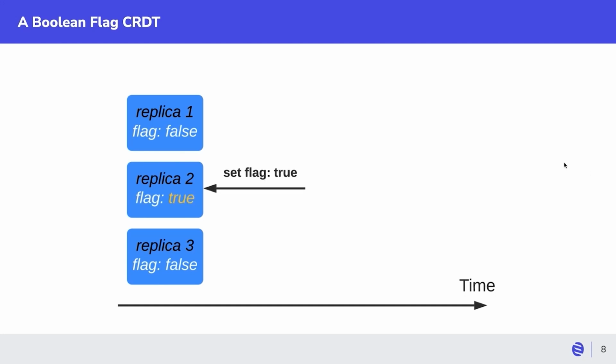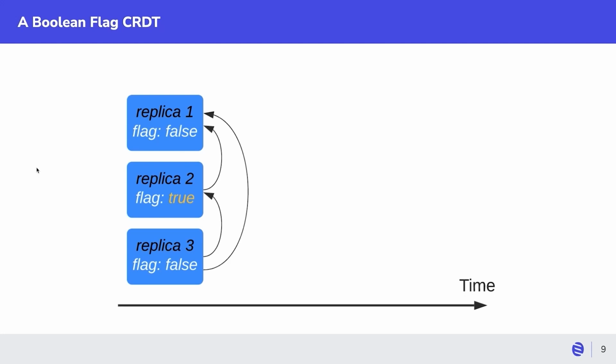So let's say a client makes a call to one of the replicas randomly, here at replica 2, and sets the value of the flag to true. So in this case, if at this moment in time a client asks replica 2 what the value of the flag is, it returns true. But if it asks the same question from one of the other replicas, it will return false. So obviously there's an inconsistency in the system at this point.